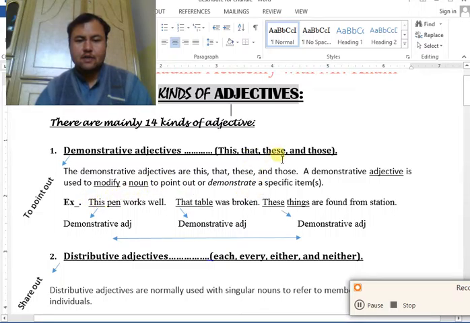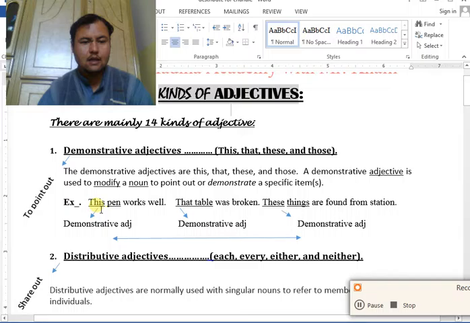The position also differs, so we use them before the noun. Without a noun, if we use them, they are called demonstrative pronouns. For example, this pen works well. Here this is a demonstrative adjective used before the noun, demonstrating the word pen, which is a noun. That table was broken. That is modifying the table, so that is called a demonstrative adjective.